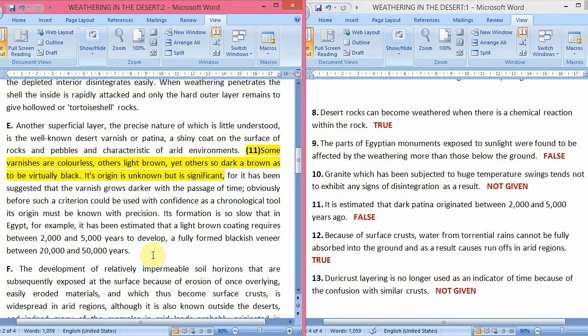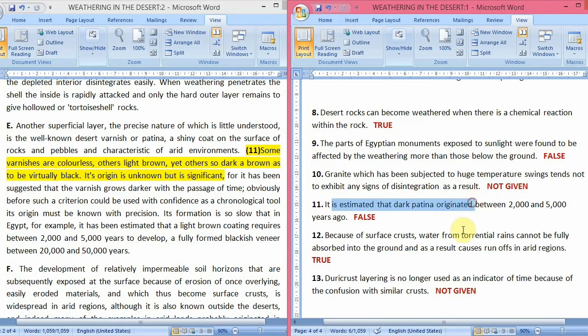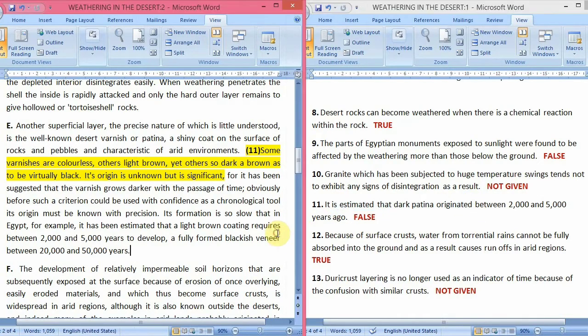So that is why I am saying it is wrong, because in the question they were talking about the origin, that when it originated, and here they are talking about how long it takes this dark coating to develop. So that is a different thing, how much time it takes to develop, and its origin, when it was first originated, that is a totally different thing. So you must not understand it like this and then put it false. You should clearly understand that its origin is unknown, and they are talking about origin. So that is the main reason why the answer of the 11th question is false. I hope that you would understand me and follow me.